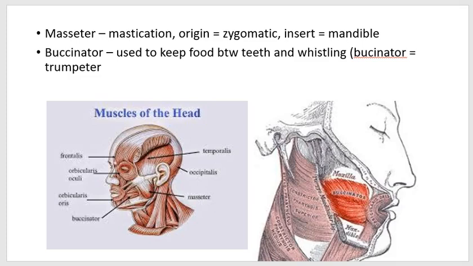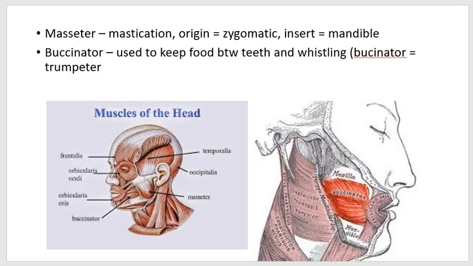Then we have the buccinator. This muscle is really important to keep food between your teeth. Whenever you're chewing, sometimes you might accidentally bite your cheek. Why are you biting your cheek? Because the buccinator is trying to keep food in between your teeth, and sometimes you bite down too soon and accidentally bite that muscle or bite your cheek.